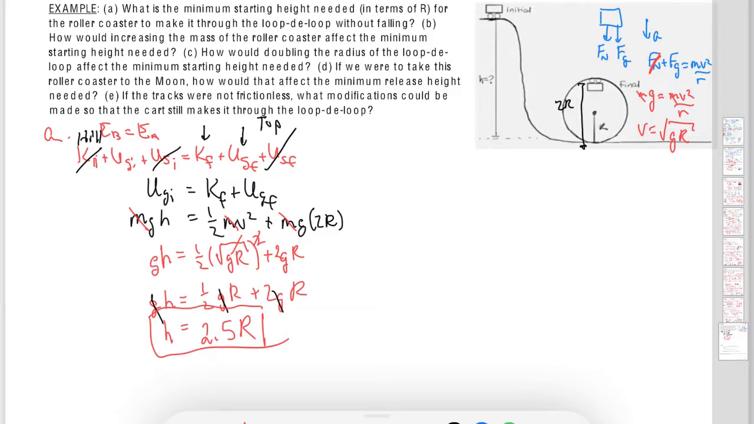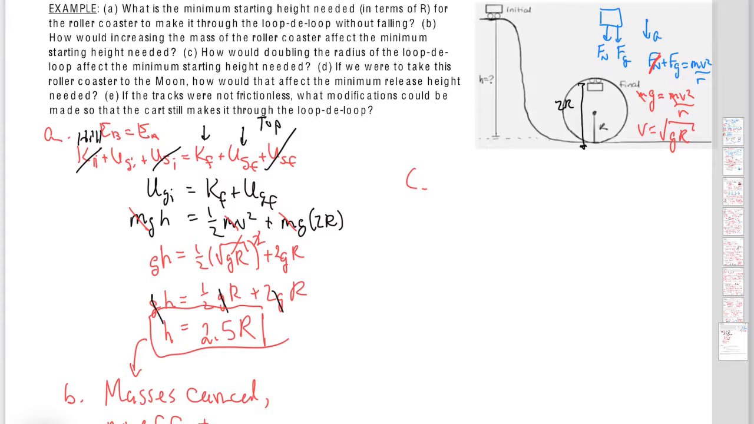Okay. Now the rest of these are more conceptual based, right? So B, how would increasing the mass of the roller coaster affect the minimum starting height needed? So remember, masses cancel, so no effect, right? So notice in here, there's no mass factor, so there would be no effect if I doubled the mass of the object or of the cart.